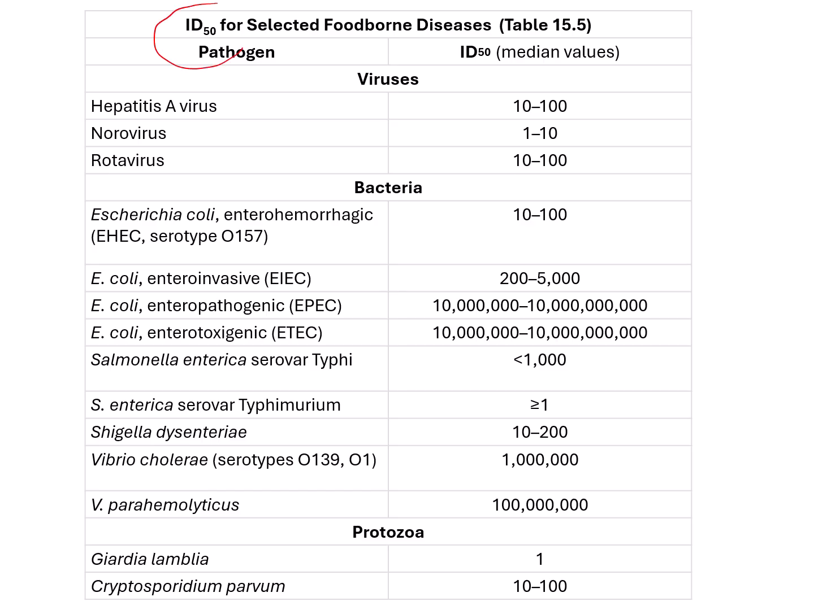Our book provides an ID50 chart for different types of foodborne diseases, and it's important to note these are median values. In reality, the actual infective dose for individuals really varies. It depends on factors like your immune system and the route of entry of the pathogen. One example of this variation is Shigella. It has an ID50 of about 10 to 200 cells, so it's highly infectious. Compared to the next one, Vibrio, you need to be exposed to 1 million cells to cause infection.